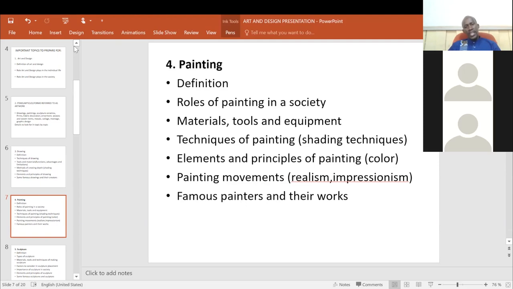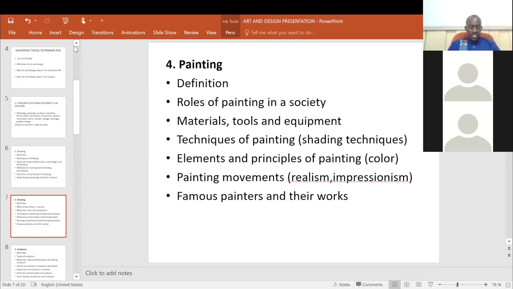Then the candidate must also be able to understand the classifications of color. When you talk about classifications of color, we talk about primary colors, secondary colors, tertiary colors, complementary colors, and all that. We talk about flat color, spot color, and as such.